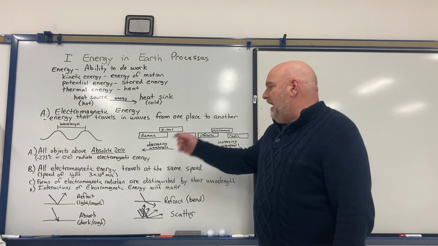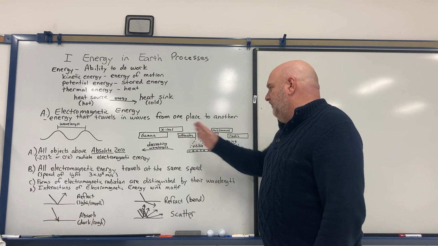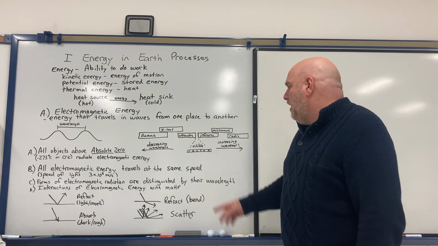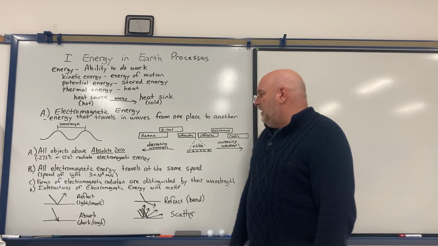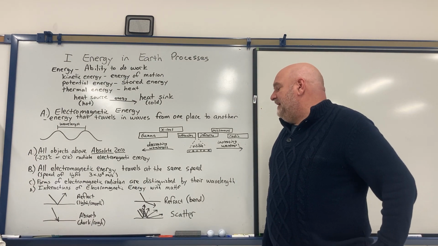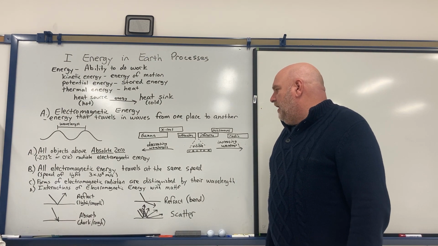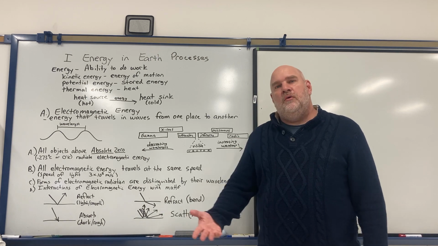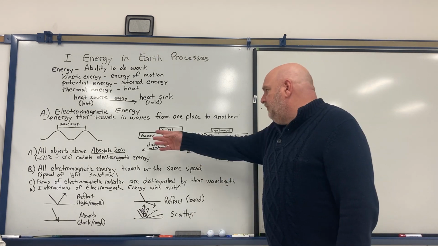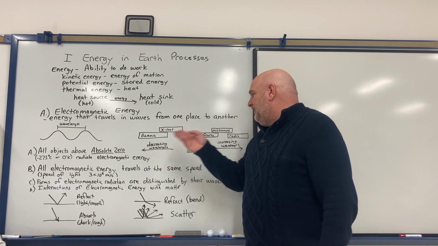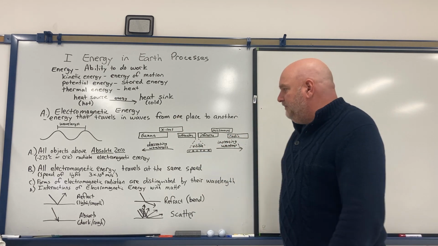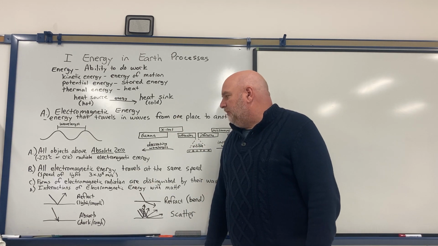So anything above absolute zero gives off some form of electromagnetic energy. B, all electromagnetic energy travels at the same speed, the speed of light. All right, so you know it is the speed of light, but all these travel at the same speed. So gamma rays, X-rays, and so forth, they all travel at the same speed, 3 times 10 to the 8 meters per second.